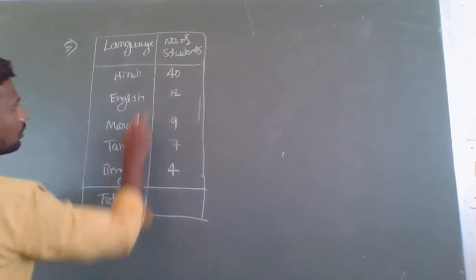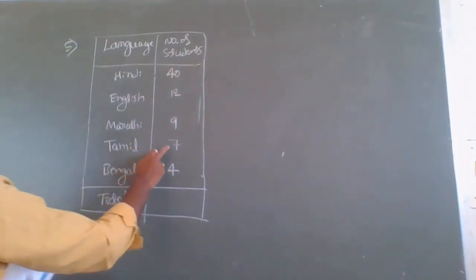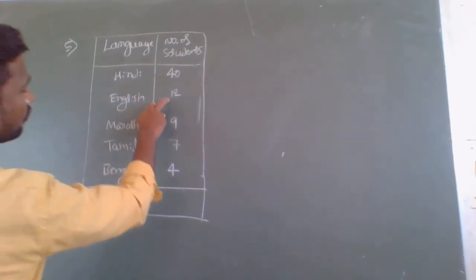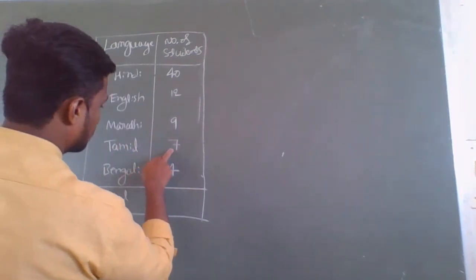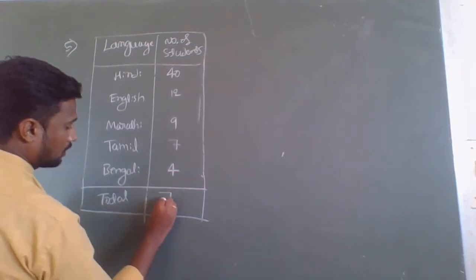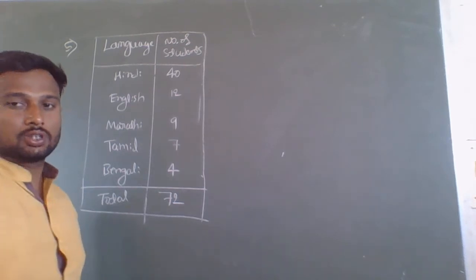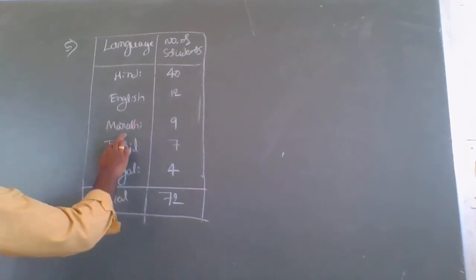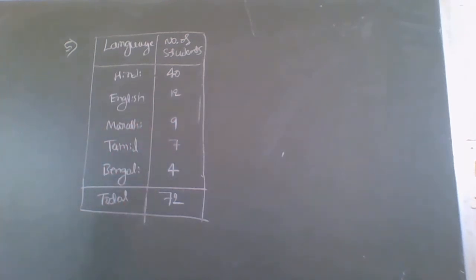What is the total? 40 plus 12, 62. 62 plus 9, 71. Sorry, 40 plus 12, 52. 52 plus 9, 61. 61 plus 7, 68. 68 plus 4, 72. Total, there are 72 students in that hostel, and Hindi is spoken by 40 students, English by 12, Marathi by 9 students, Tamil 7, and Bengali 4 students.